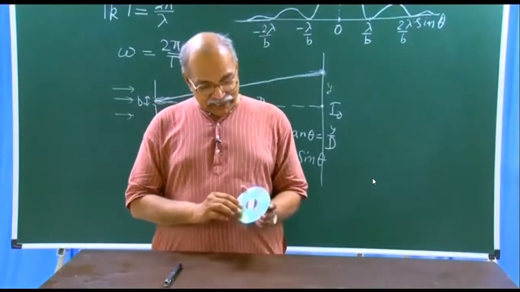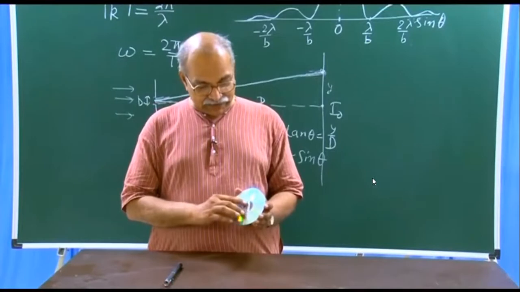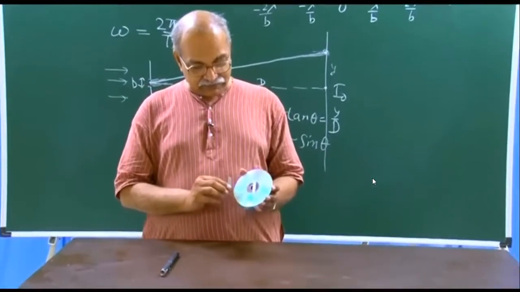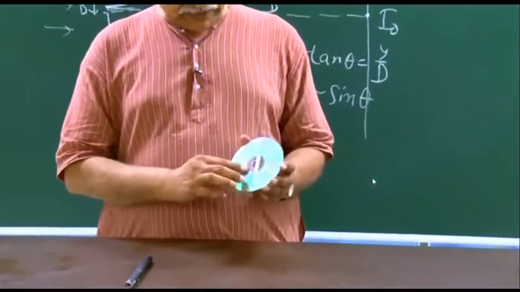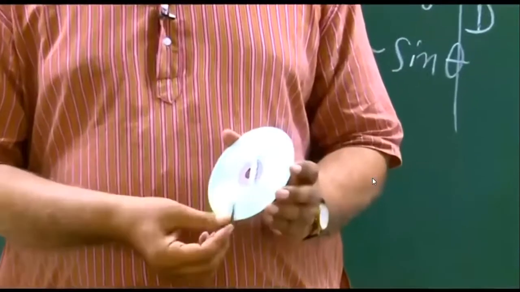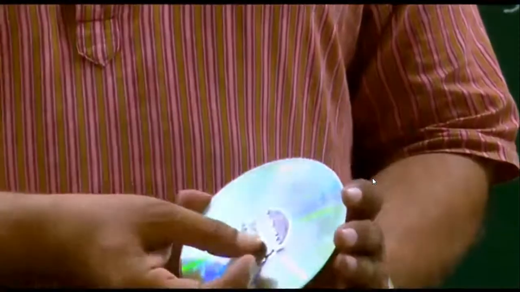To make the slit, what we have done is we have taken 2 pieces of razor blade, and these 2 pieces are placed parallel to each other on this compact disc.